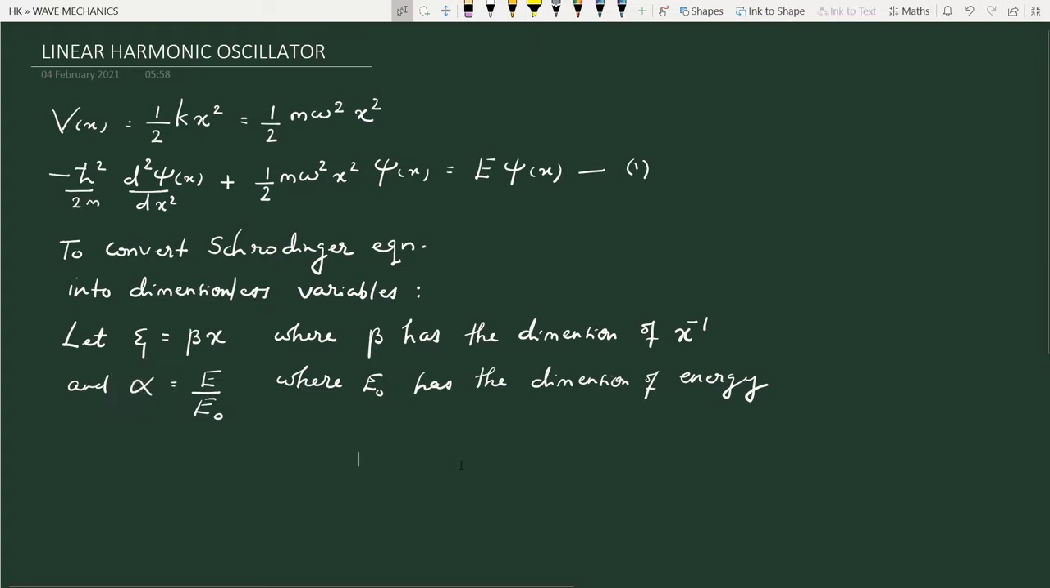So we have introduced two dimensionless quantities, theta and alpha. We want to rewrite equation 1, the Schrodinger equation, in terms of these dimensionless variables. So I want to rewrite this second order derivative d square psi by dx square into d square psi by d theta square. Let us see how this can be done.